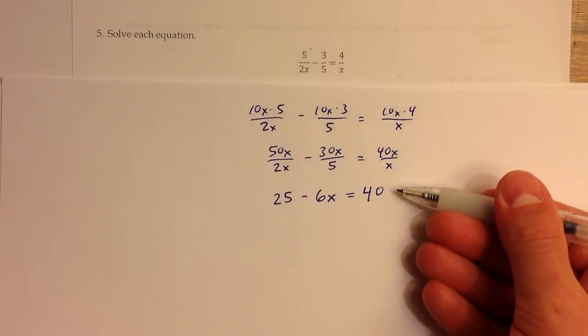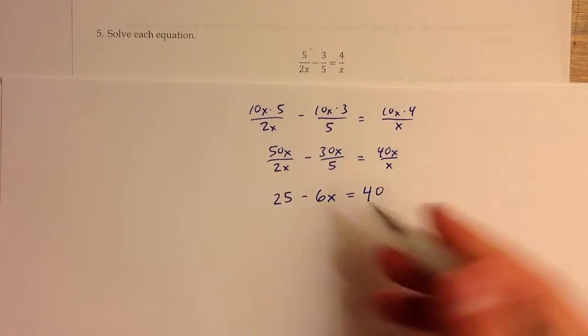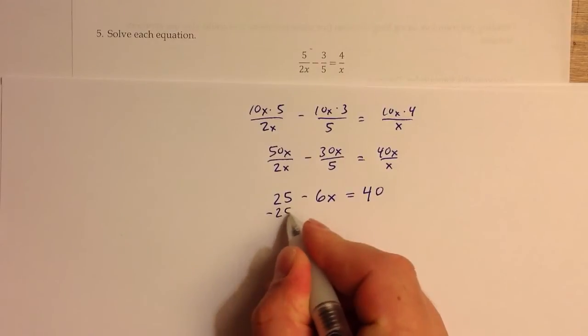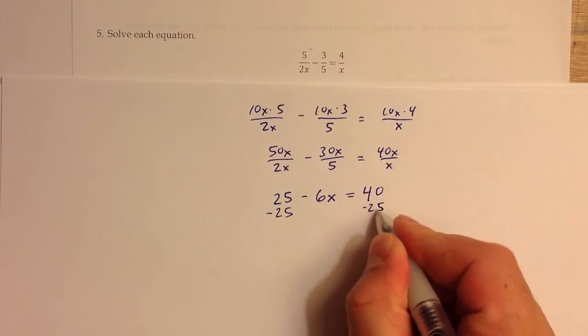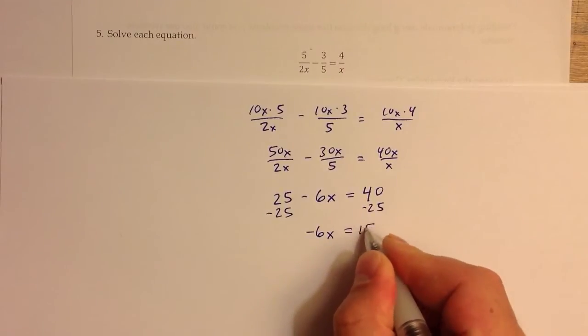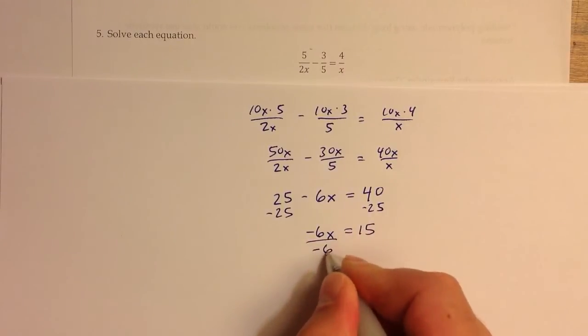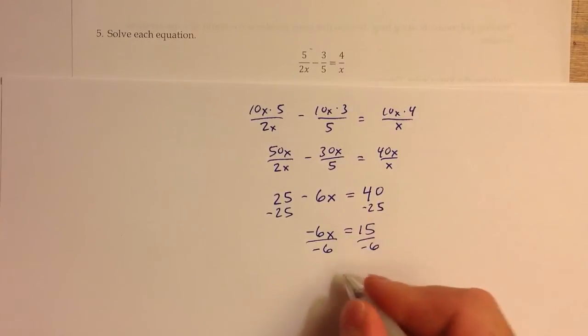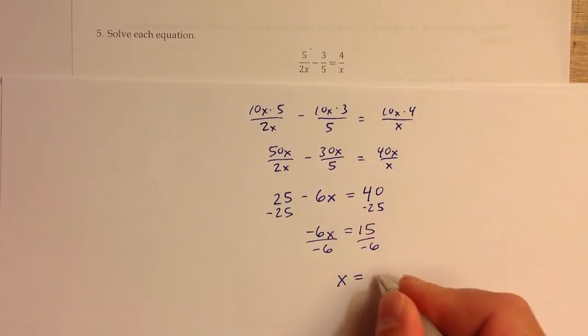So this is a much simpler linear equation we can solve by subtracting 25 to the other side. That leaves negative 6x behind. Negative 6x equals 15. And then I can divide both sides by negative 6. So we end up with x equals negative 15 over 6.